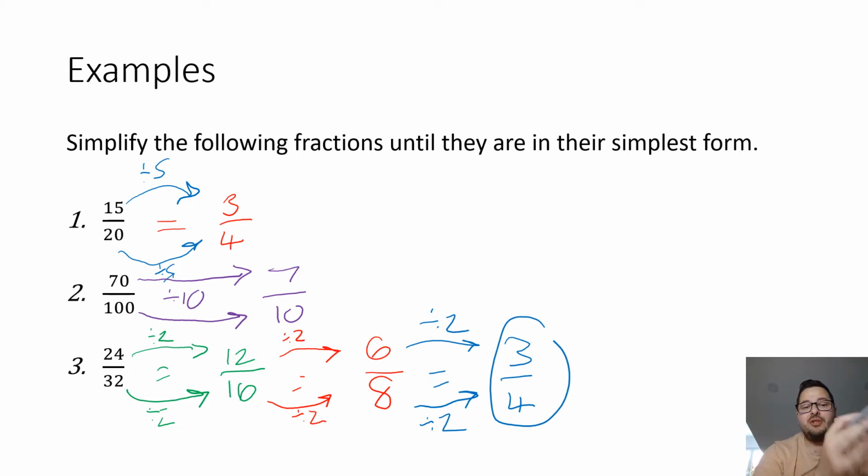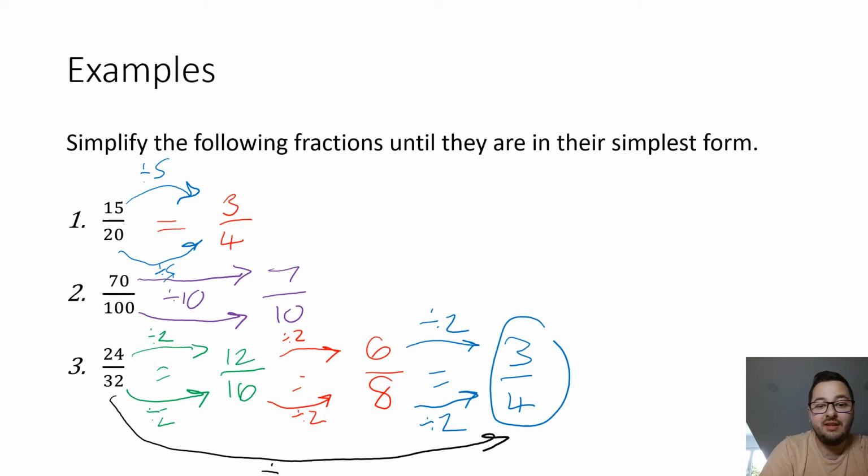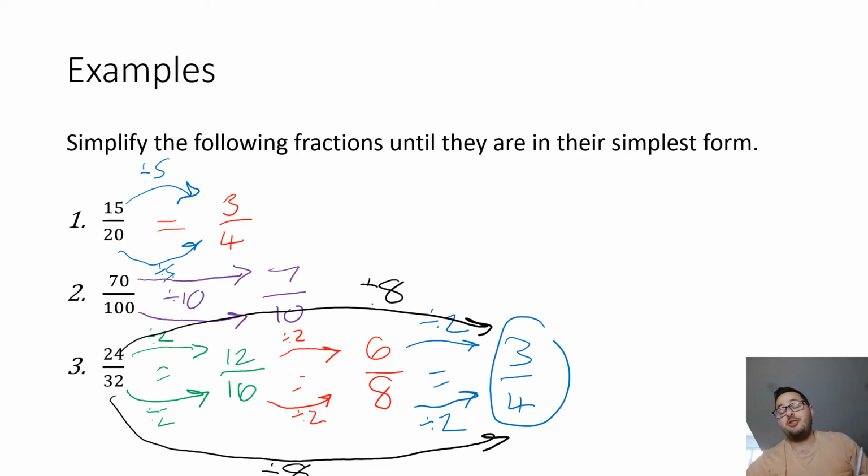So that was doing it in stages. Now you could have just looked at it and thought, actually these numbers are both in the 8 times table, and I could have just divided by 8 straight away and got to 3 over 4.